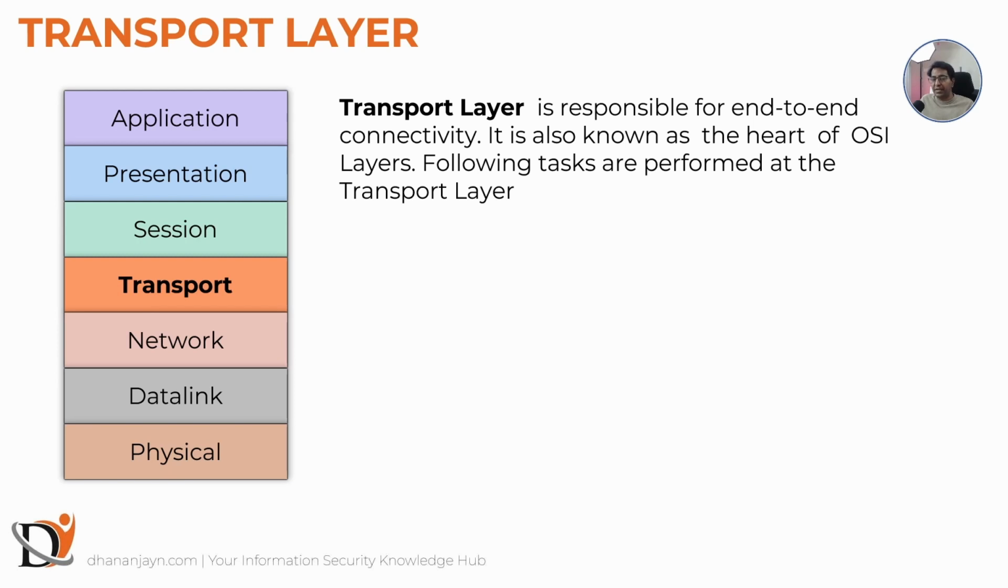Now let's try and understand the functions of the core layer of the OSI model, which is also known as the heart of the OSI model. The transport layer, which is the fourth layer in the OSI model, is primarily responsible for the end-to-end communication between source and destination hosts, ensuring that data is delivered reliably, accurately, and efficiently. The transport layer facilitates the following key functions.